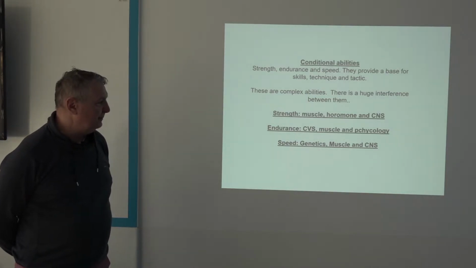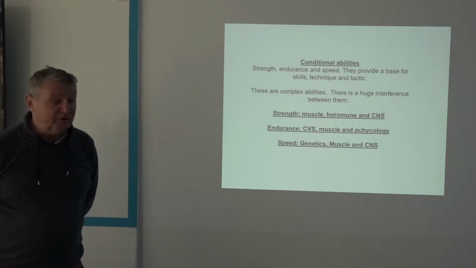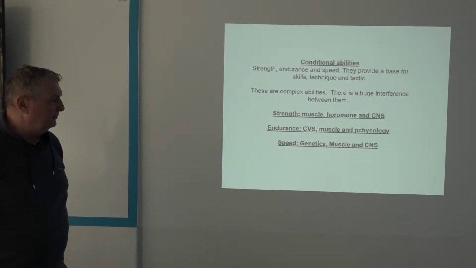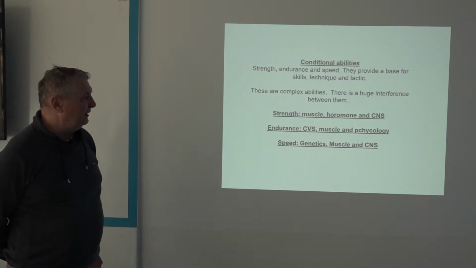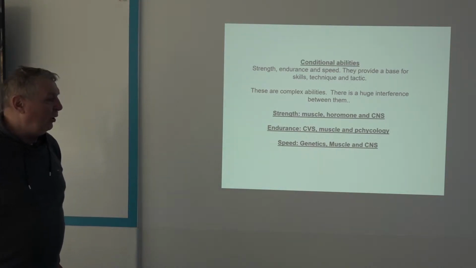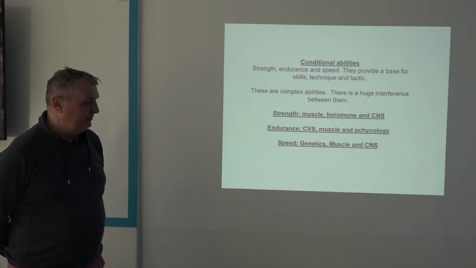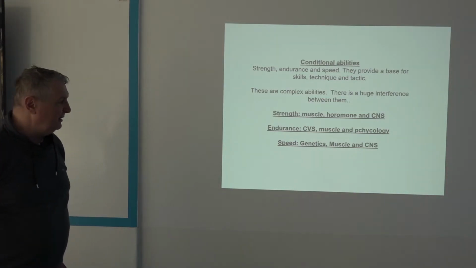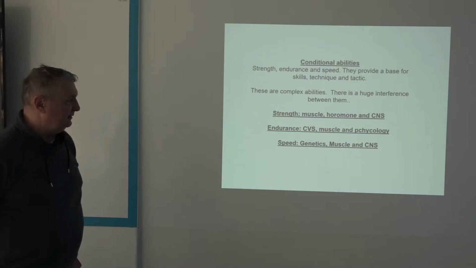In case of strength, probably we can say the skeletal muscle, hormonal system and central nervous systems are very importantly limiting the development of strength. How about endurance? In case of endurance, cardiovascular system, naturally heart and circulation, skeletal muscle and psychology. The way how can you cope with the stress, with the monotony is extremely important.